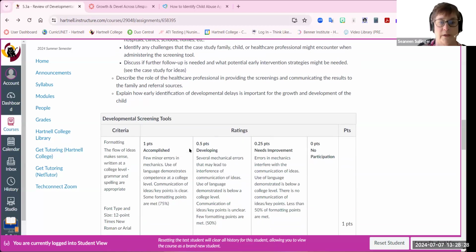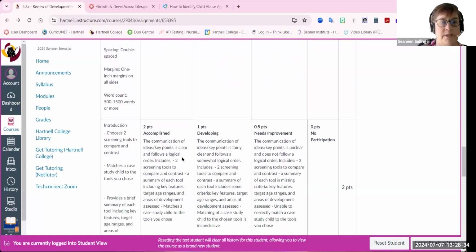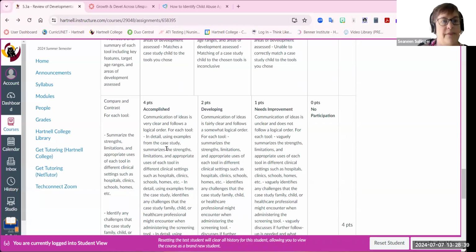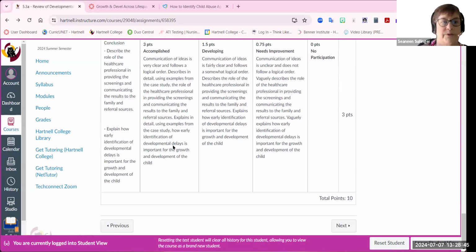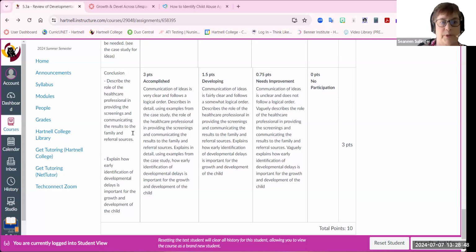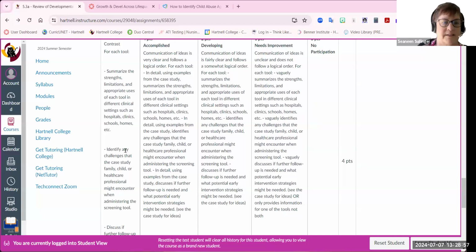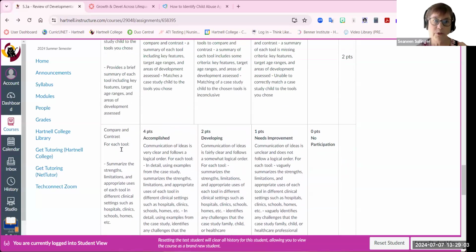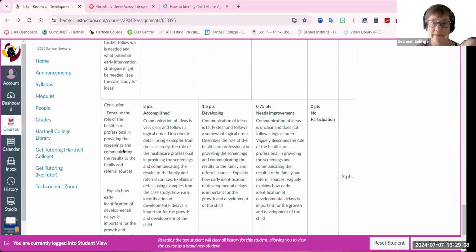If we look at the rubric, the formatting out of 10 points is worth 1 point. 2 points for your introduction, which tells you exactly what to put in the introduction. Then compare and contrast for each tool, and then a conclusion. The conclusion tells you what to put in it. For each tool, probably 2 points per tool, I would look at the strengths, the challenges, and if follow-up is needed, how that happens. So this basically tells you how to write the paper: the introduction, your compare and contrast, and then your conclusion.